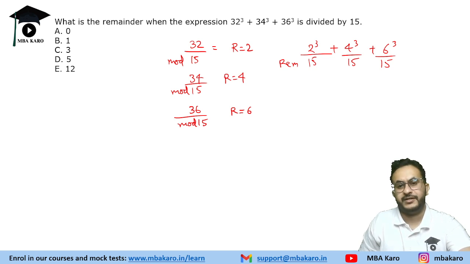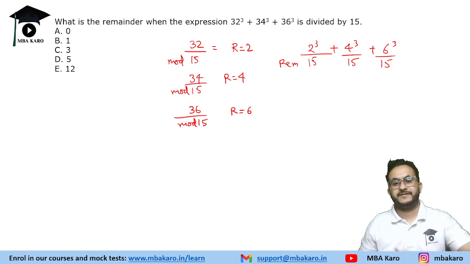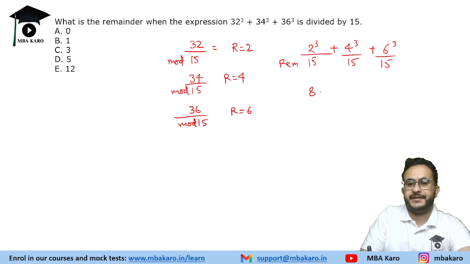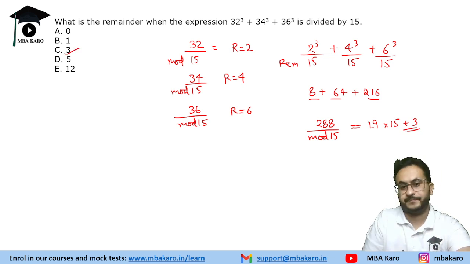Okay, so simply you can manually calculate it like 4 cube, 2 cube and 6 cube. So just find the values. 2 cube is 8. This is 64 and this is 216. So 216 plus 64 is 280, plus 8 is 288. 288 divided by 15. So 15 into 19 is 285. Okay, and plus 3. So the remainder is 3.